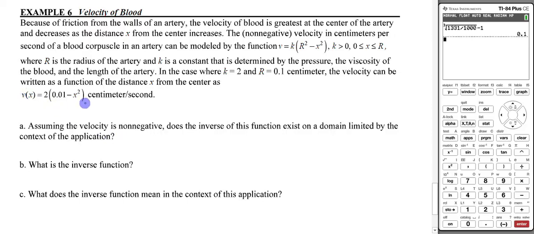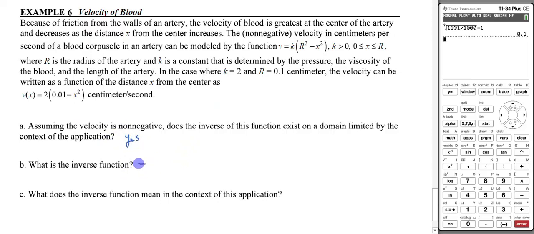If you look at this function as it is, it would not be a one-to-one function because it's a parabola, but we have limited it to only positive values of x, so it limits it to the right part of a parabola. That way it makes it one-to-one. So the inverse of the function does exist. And what is the inverse function?